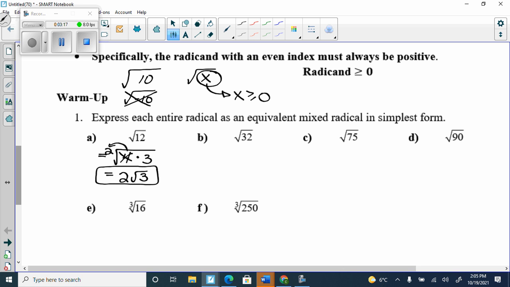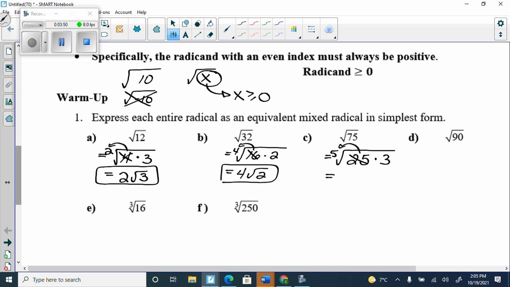You have to be able to do these easily because this is just an assumption of what we assume you know. Root 32, what can I break it down into? The biggest perfect square. 16 and 2. 16 comes out, it becomes a 4. So I get 4 root 2. 75, what on that chart can I break it down into? What's the biggest one? 25 and 3. I always list my perfect square first. You don't have to, but I find it's easier. And then the 25 comes out and it becomes a 5.